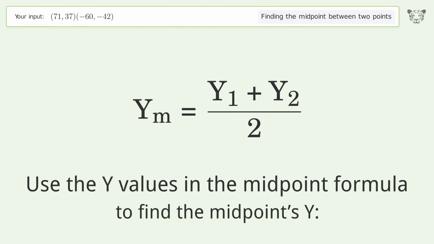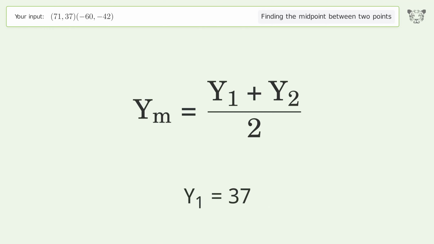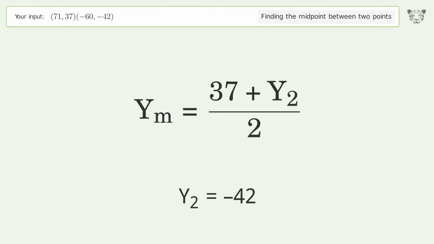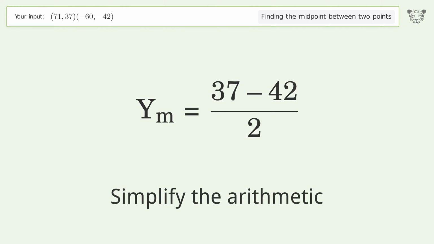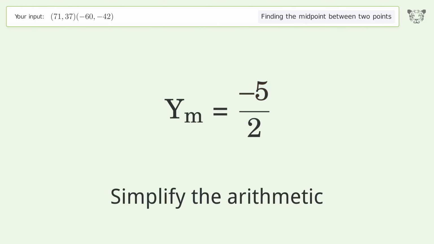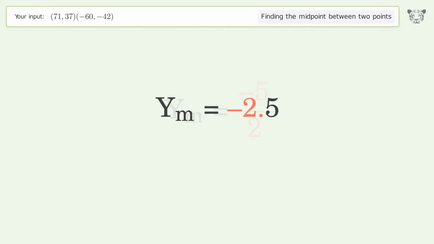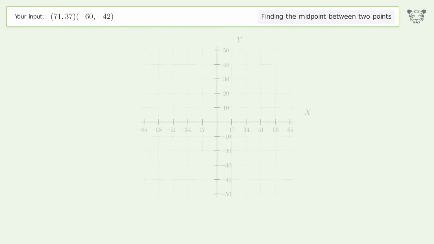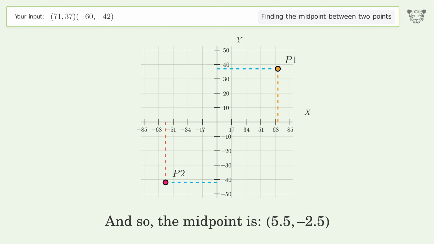Use the y values in the midpoint formula to find the midpoint's y. y1 equals 37. y2 equals negative 42. Simplify the arithmetic. And so, the midpoint is 5.5, negative 2.5.